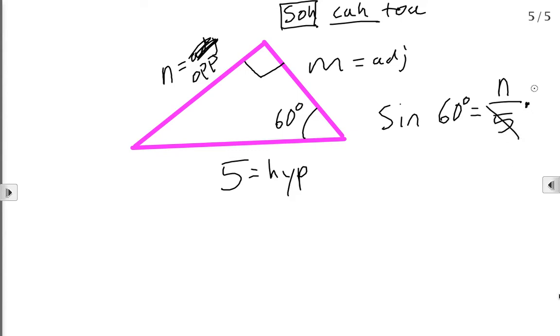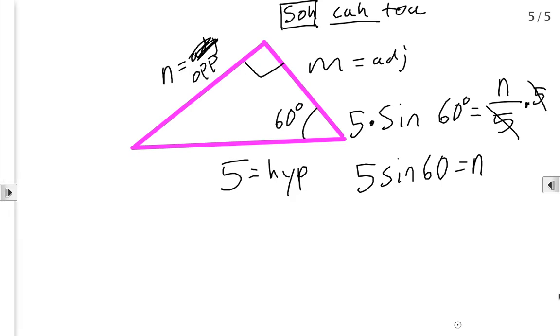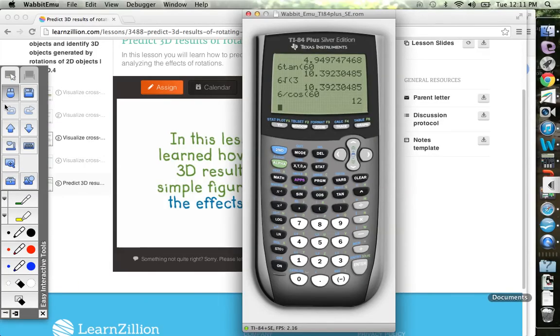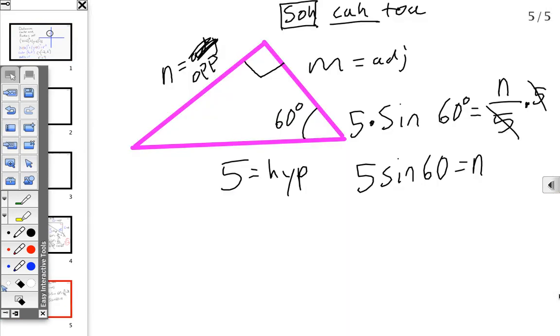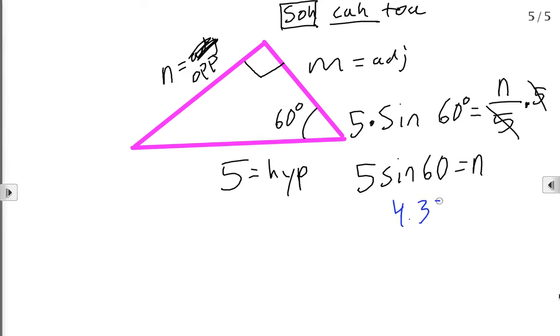And this is just a one-step equation. We're going to get rid of divide by 5 by multiply by 5. And then whatever we do on one side, we have to do on the other. So 5 sine 60 is going to be our n value. So 5 sine 60. And we get that n is about 4.33.